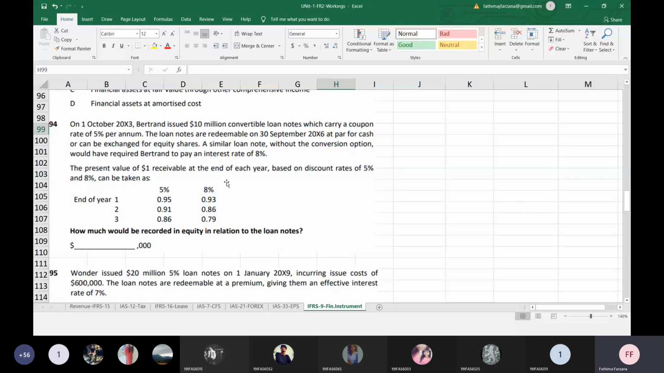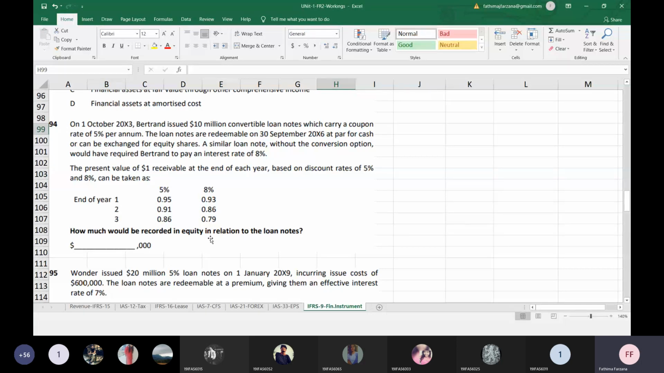We leave that. Also, 8% is the market rate and 5% is what you're paying. The question here is how much would be recorded in equity in relation to the loan notes. So they speak only about the issuing time, right? The loan notes are redeemed on 30th September 2006. So for initial recognition, how will we do it? We'll first find out how much my debt is, and then subtract the debt from the total amount, and I'll get my equity.